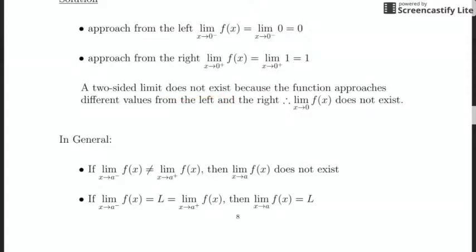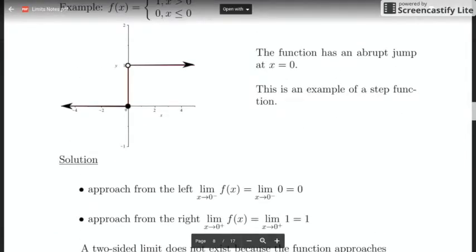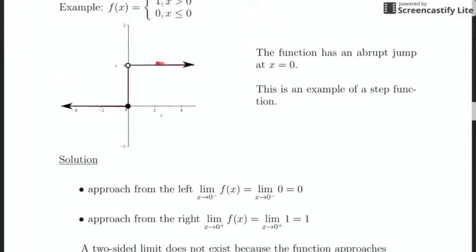We need the left limit and the right limit to be the same thing in order for the limit to exist. So in general, if the limit as x approaches some number from the left doesn't equal the limit as x approaches that same number from the right, then the limit doesn't exist. And that's what we're seeing in this particular function. There is a jump in this graph, and that's because there's a discontinuity here.